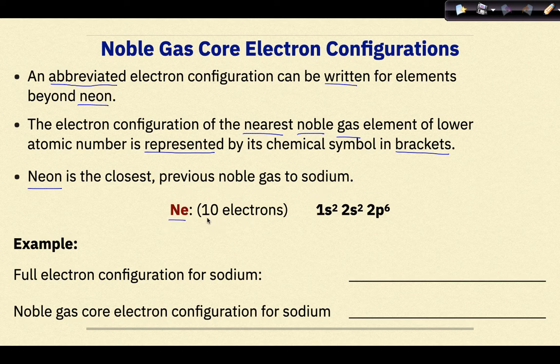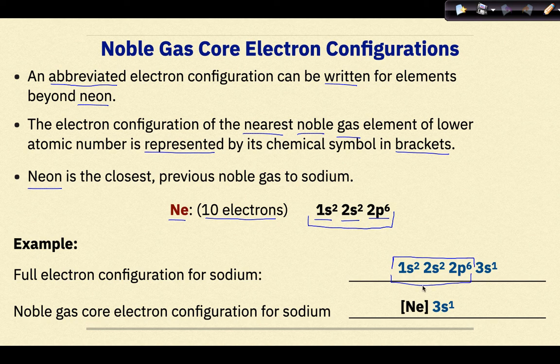So neon, as a noble gas, has 10 electrons, with an electron configuration of 1s2, 2s2, 2p6. Sodium has a full electron configuration of 1s2, 2s2, 2p6, 3s1. Notice how the 1s2, 2s2, 2p6 here matches the one that is right here. So the noble gas core electron configuration for sodium is represented as the symbol for neon in brackets, with only the 3s1, sodium's one valence electron, remaining.